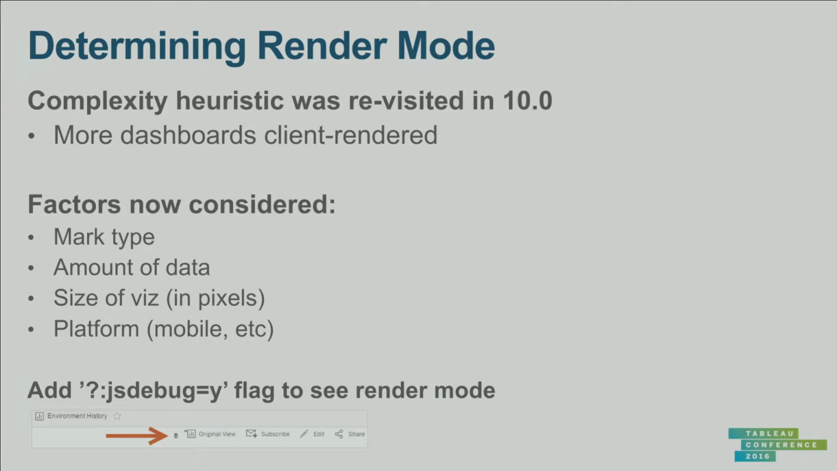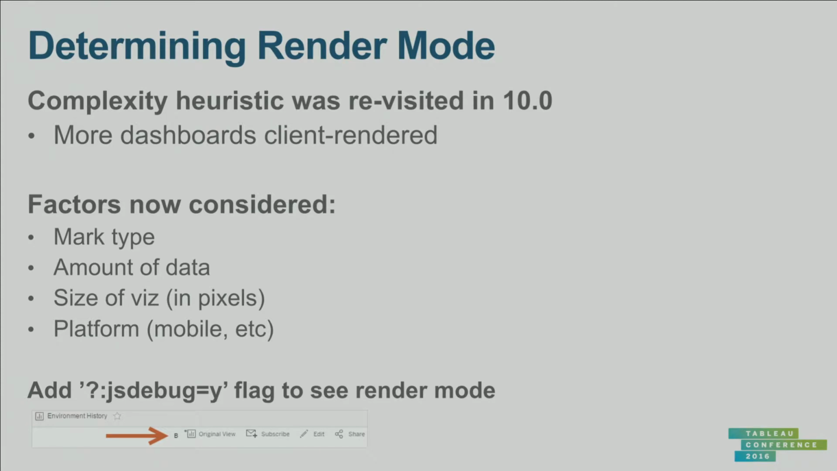So the types of factors we consider now, post 10.0 or 10.0 and beyond. The mark type. If you have a polygon mark type, it's always going to be server rendered. That was true before. It's still true now. All other mark types should be able to be rendered in the browser. The amount of data that we send or will need to send to support the dashboard from the server to the client. And in the next couple slides, I'll get into those details.